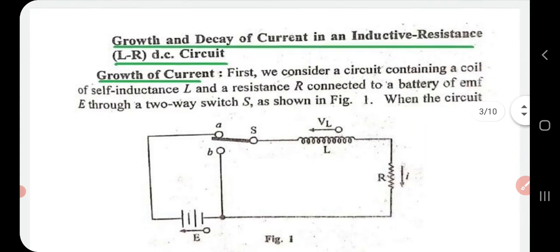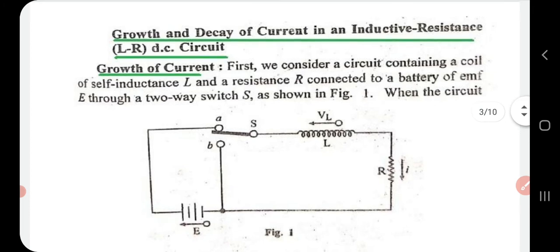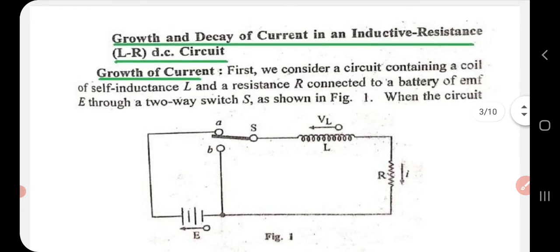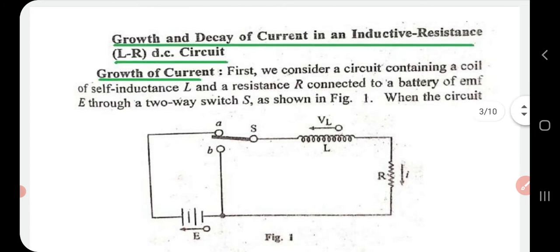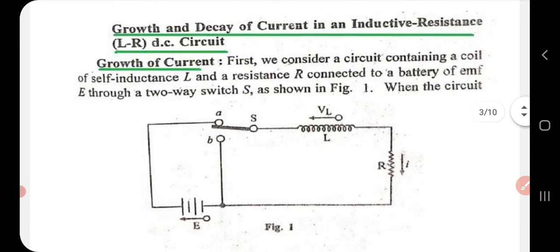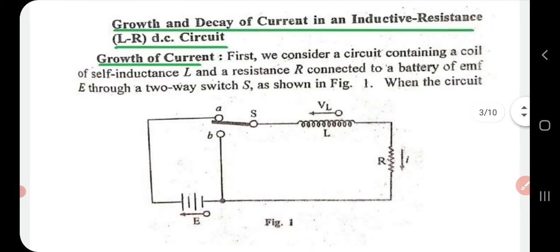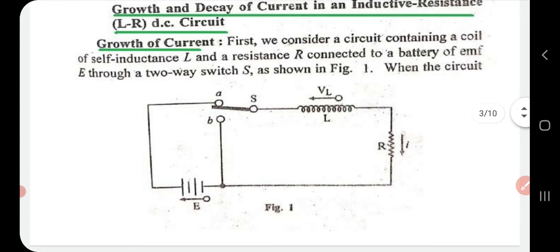Now this is one of the most important derivations, a possible question for your exams: discuss the growth and decay of current in an inductive resistance circuit, that is in an LR circuit. So today we are going to study the growth and decay of current in an LR circuit. That is, L stands for inductance and R stands for resistance. After that we will see various other circuits like CR circuit, etc. Here we learn about a circuit containing only inductance L and resistance R.